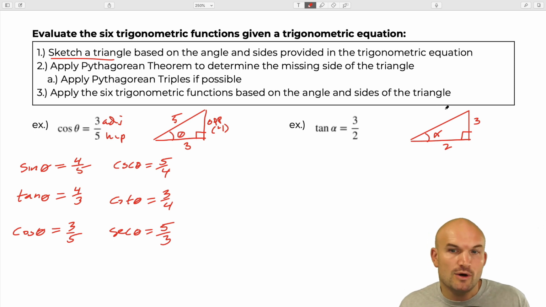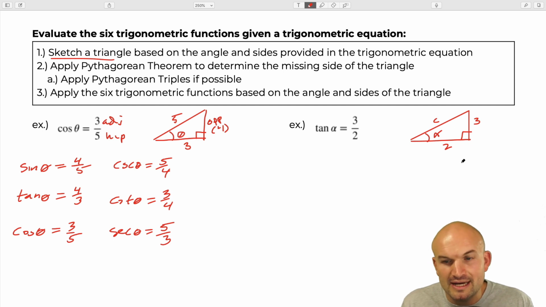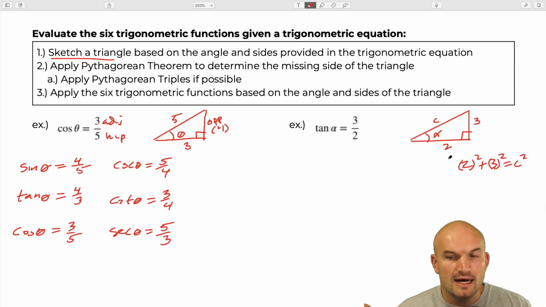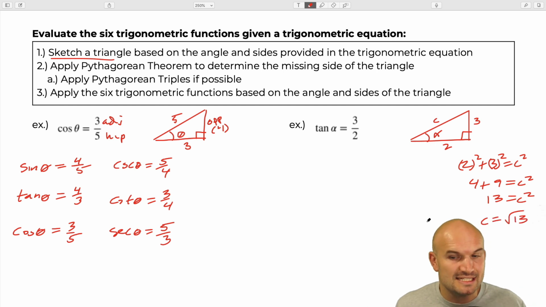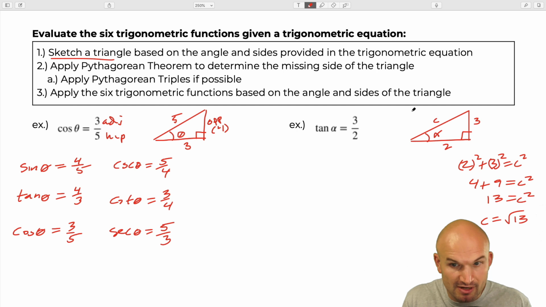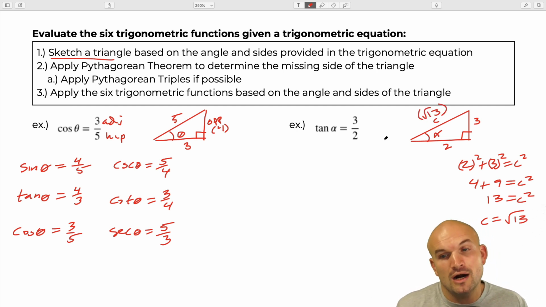Now in this case, I don't know what the hypotenuse is. So let's call the hypotenuse C. And then we can use the Pythagorean theorem. That's 2 squared plus 3 squared equals C squared. In this case, we're going to want to simplify our radicals if we can. So 2 squared is 4, plus 3 squared, which is 9, equals C squared. Therefore 13 equals C squared, so C is the square root of 13. I can't simplify the square root of 13 anymore, so I will just leave it as the square root of 13. That's going to be our hypotenuse.